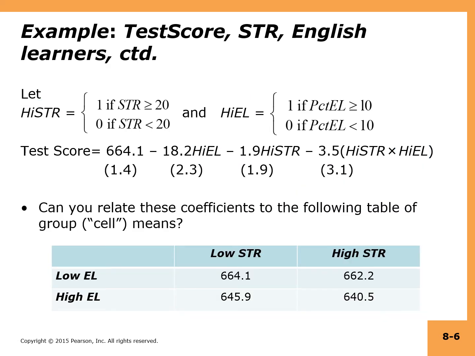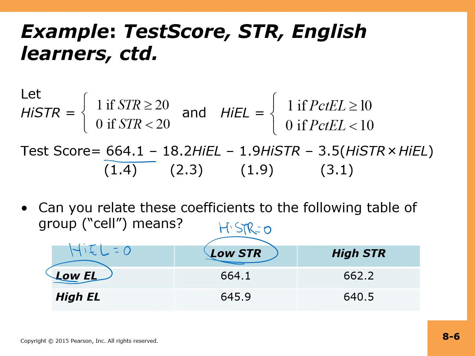Instead of estimating the effect of high student-to-teacher ratio, what if we want to know the actual test score under different cases? So say we want to know what is the average test score when you have a low percentage of English learner and low student-to-teacher ratio. This means that high EL is equal to 0 and high STR is also equal to 0. So if you plug this in, what you have remaining would be 664.1. We can do that for all the other values too.